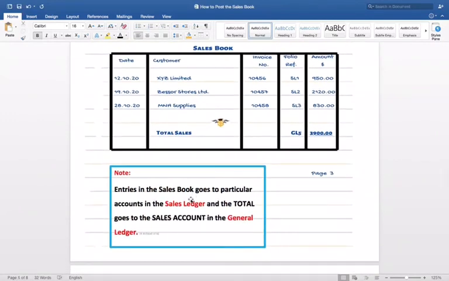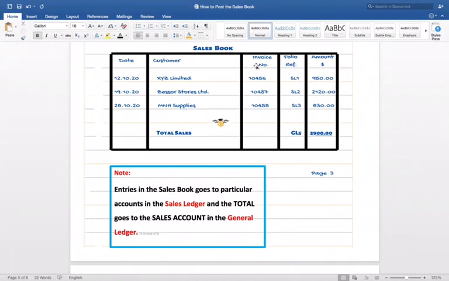All right. When it comes to posting your sales book, each entry goes to the particular account in the sales ledger, and the total goes to the sales account, which is found in the general ledger. So this $950 is going to be posted in the sales ledger in an XYZ Limited T account. This $2,120 is going to be posted in a Zessa Stores Limited account in the sales ledger. And likewise, the $850 is going to be posted in M&A Supplies account in the sales ledger.